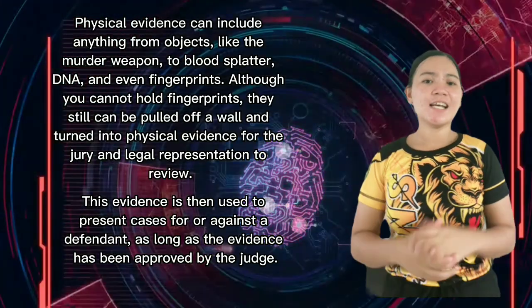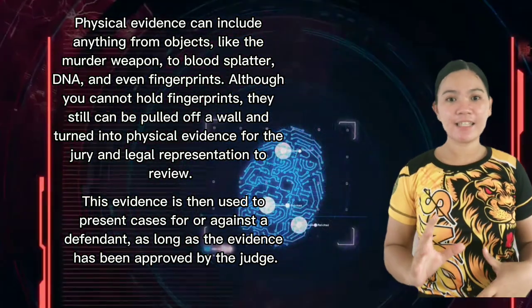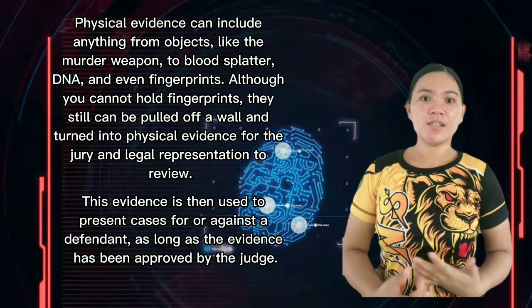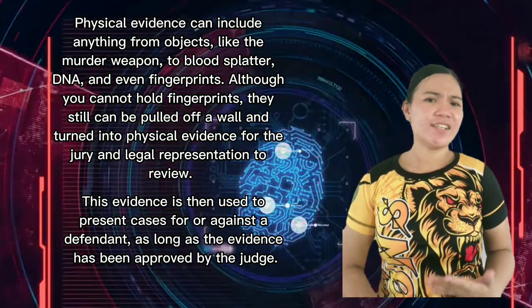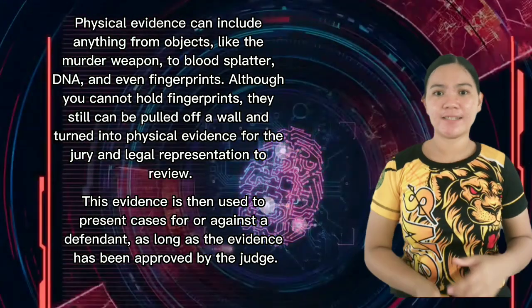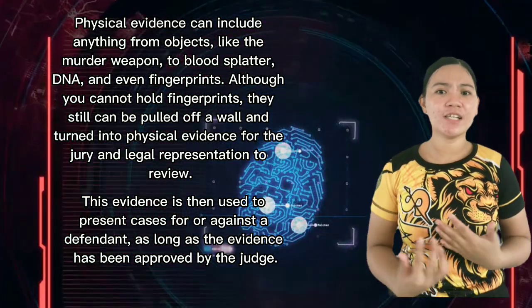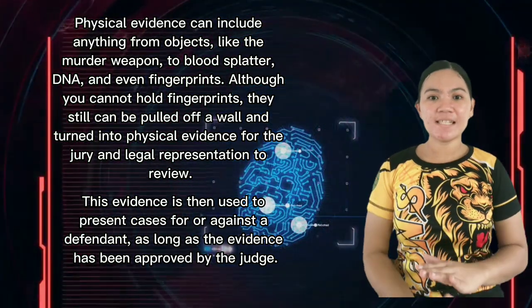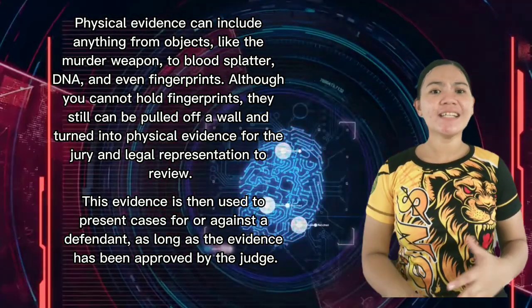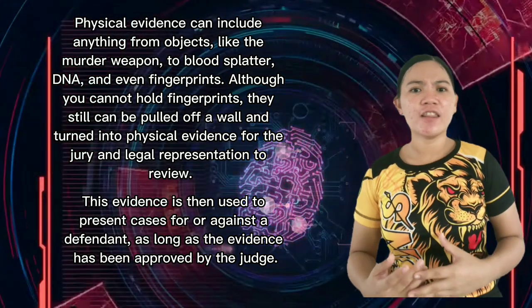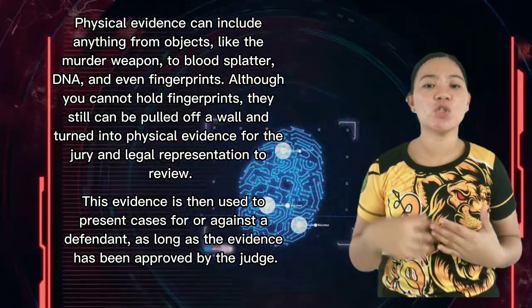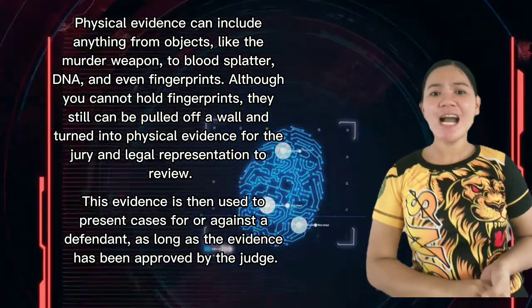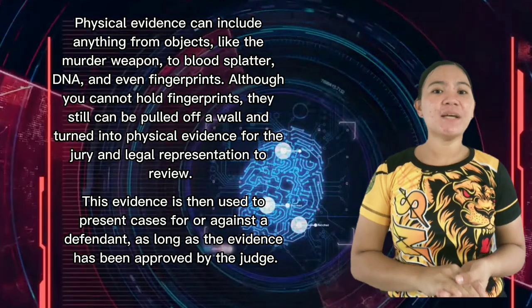Physical evidence can include anything from objects like the murder weapon, the blood, the splatter, the DNA, even the fingerprints. Although you cannot hold fingerprints, they still can be pulled off a wall and turned into physical evidence for the jury and legal representation to review. The evidence is then used to present cases for or against a defendant, as long as the evidence has been approved by the judge.